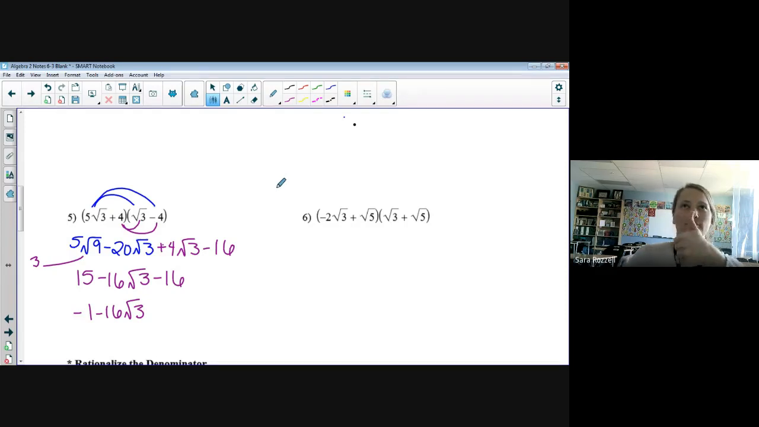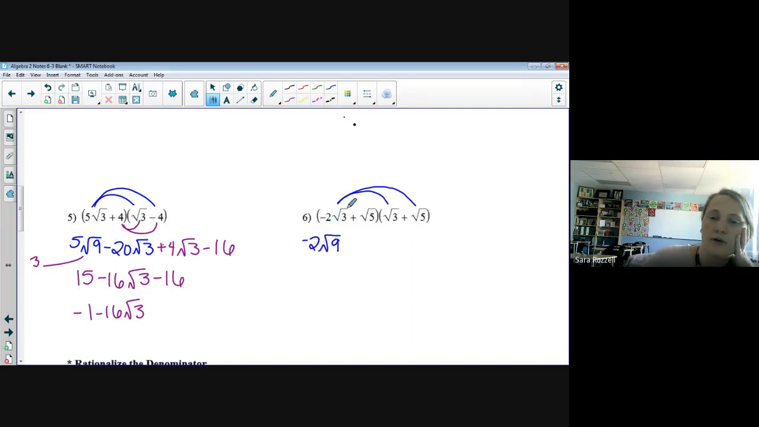Thumbs up. Okay. All right, let's try number 6. Similar to the last one. Negative 2 root 3 times root 3 is negative 2 root 9. When you multiply, you do actually multiply the numbers, unlike when you're adding and subtracting. Negative 2 root 3 times root 5 is negative 2 root 15. Root 5 times root 3 is root 15. And root 5 times root 5 is root 25.